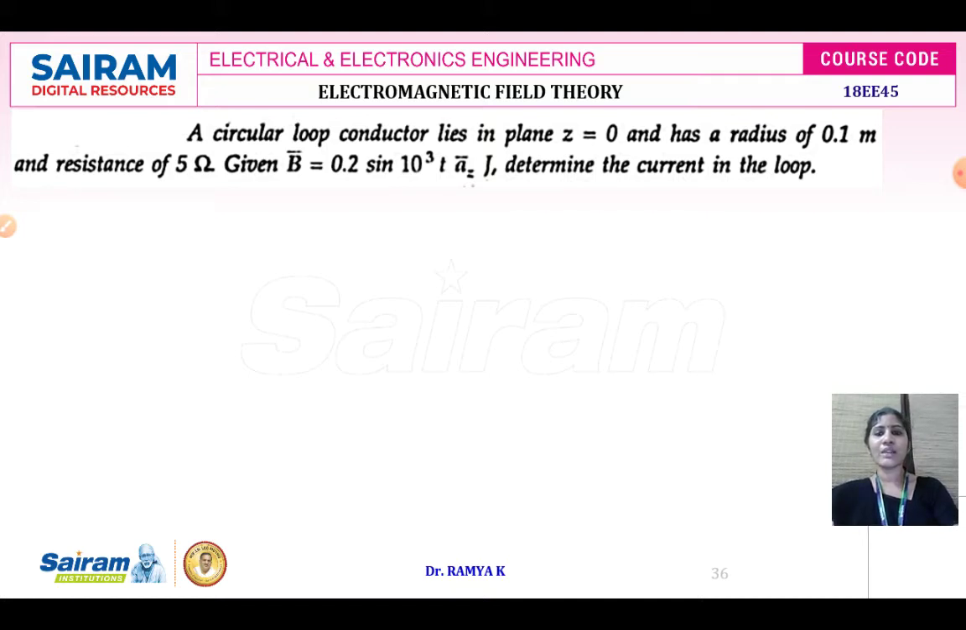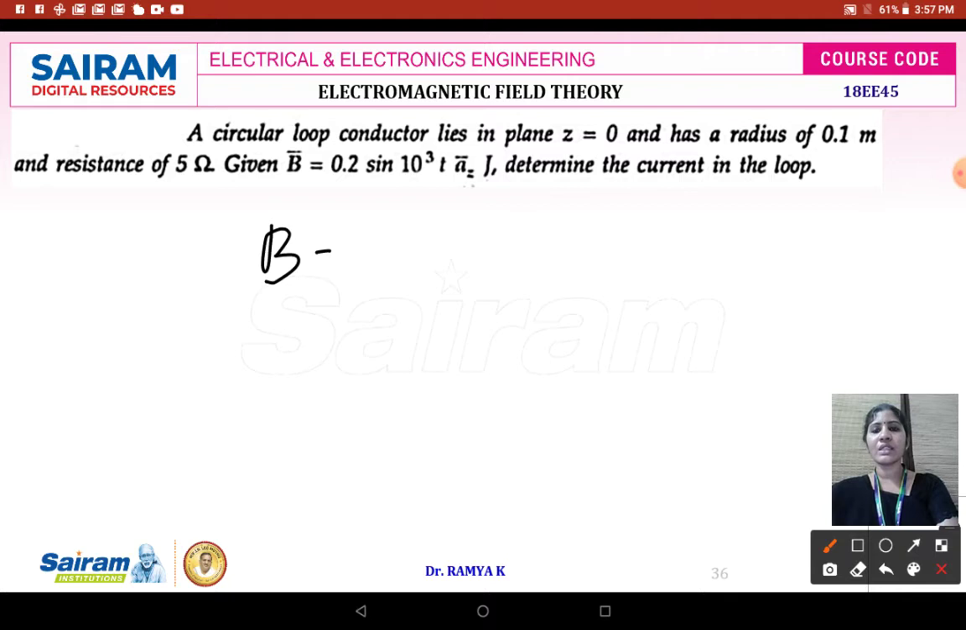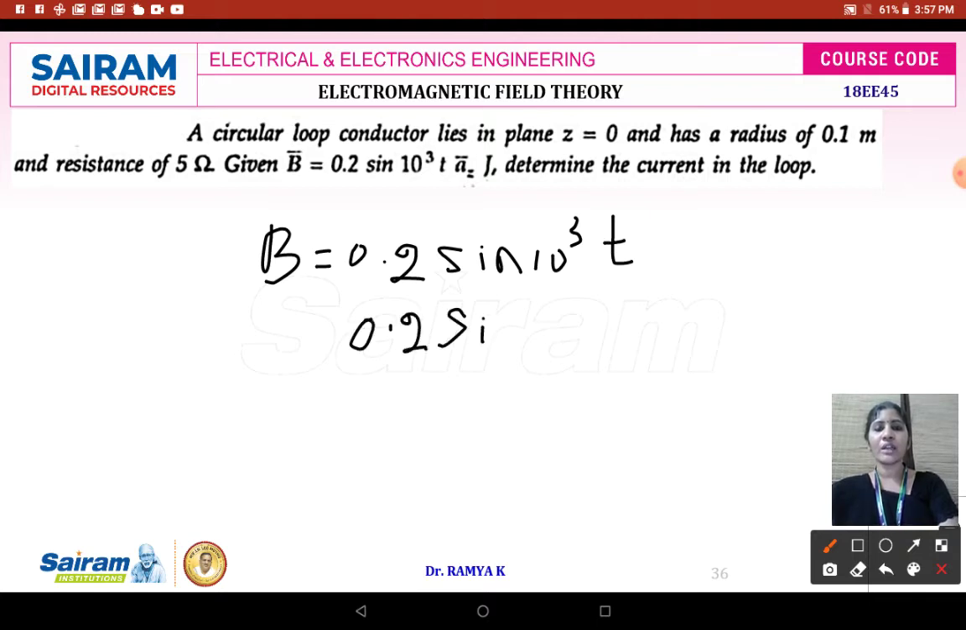You can see here a circular loop conductor lies in the plane Z is equal to 0 and has a radius of 0.1 meter and a resistance of 5 ohm. Given B is equal to 0.2 sine 10 to the power of 3t. It is just like 0.2 sine omega t. Therefore, the value of omega in the given problem is 10 to the power of 3.